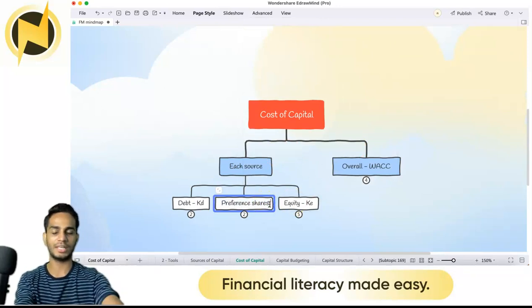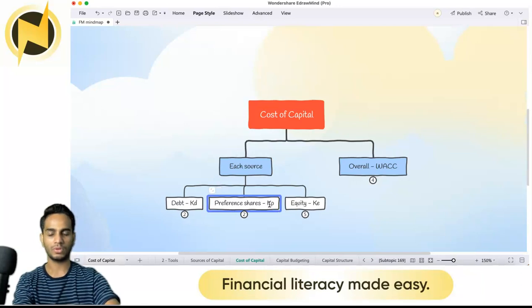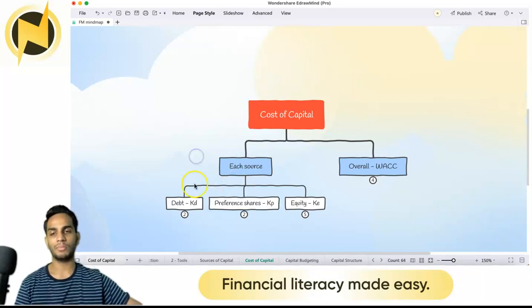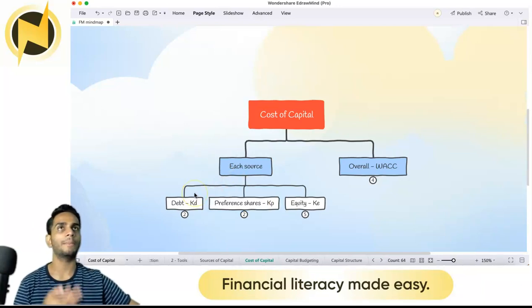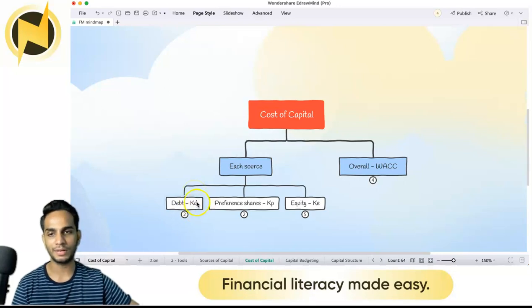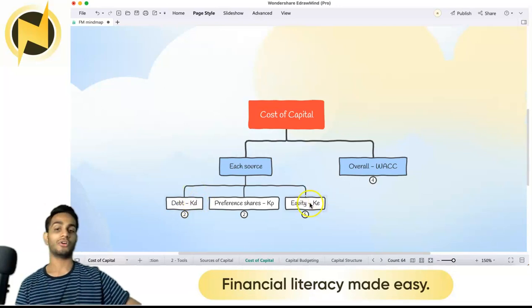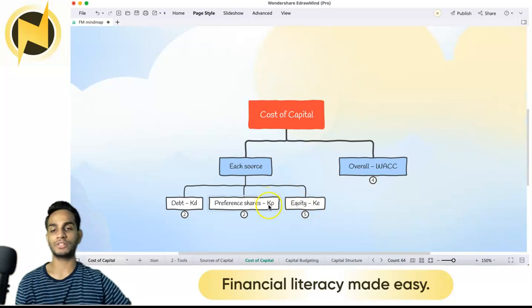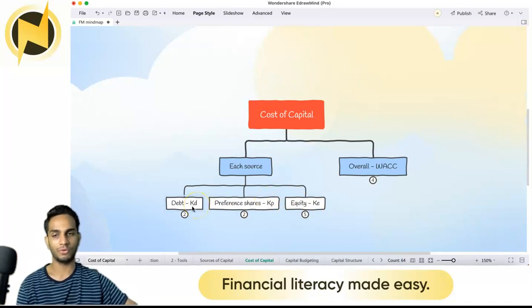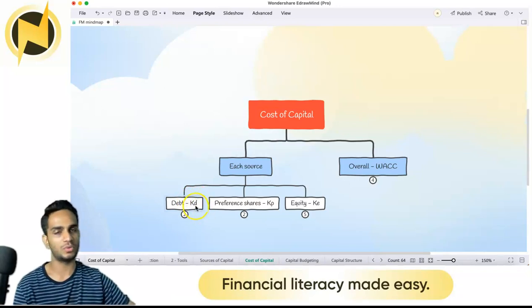Preference share, we'll call it KP. So for every cost of capital element, if it's for debenture, it will be termed as K small d. For equity shares, it will be K small e. For preference shares, it will be K small p. So every cost of capital will follow this particular K. K is the alphabet that we'll be using.